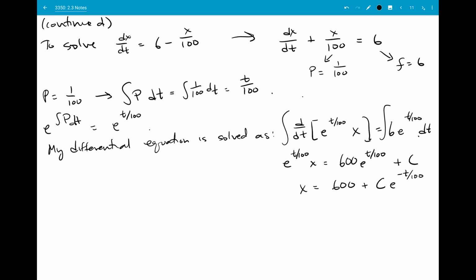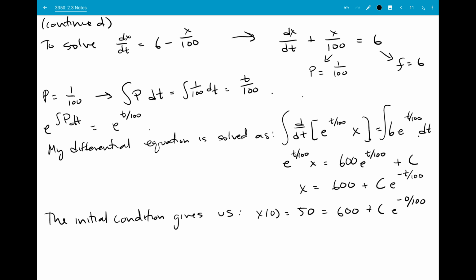So this is the same approach as before, and our initial condition is how we're going to solve for c. What we should have from our initial value problem is that x of 0 equals 50. So x of 0 equals 50 equals 600 plus c e to the minus 0 over 100. So 50 equals 600 plus c. So c is 50 minus 600, so it's just minus 550.